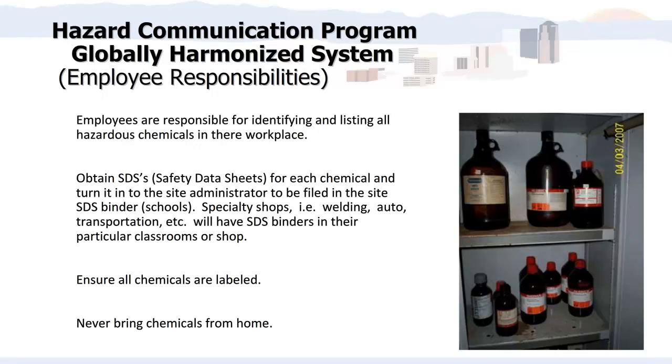As mentioned earlier, at TUSD, safety is a priority. As pertaining to chemical use, employees have the following responsibilities. Employees must write down and maintain a list or inventory of all of the chemicals used in their workplace. Employees must obtain a safety data sheet for each chemical they use and turn it in to the site administrator to be filed in the school's safety data sheet binder normally held at the school office area.